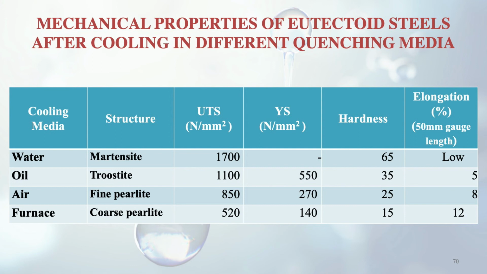And further, with oil, the ultimate tensile strength is lower than with water quenching. It is only 1100 Newton per millimeter square. Why is it so? Again, you have read in the compression test in the second module that for many materials the compressive ultimate strength is higher than the tensile ultimate strength.